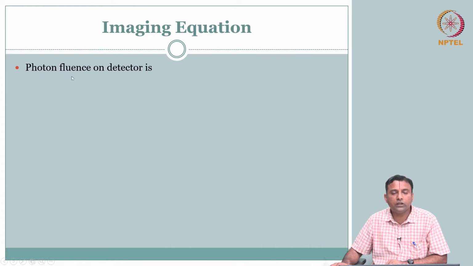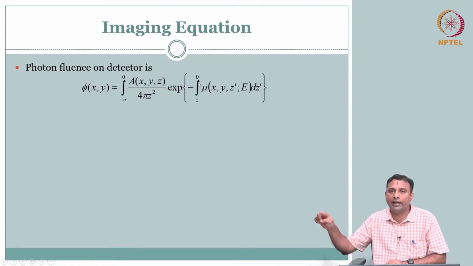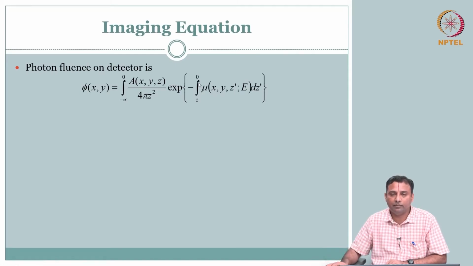So the photon fluence on the detector is phi of x comma y. What we have now is a little more general: A is a function of x, y, z. The rest of it is fine. Of course, you have made this along z from before, only along the line parallel to z, only the parallel hole collimator. So this is fine.